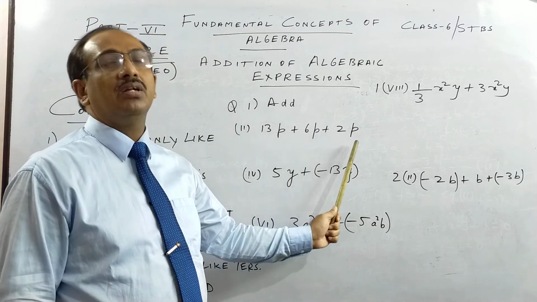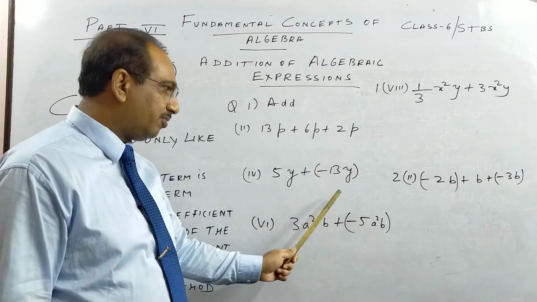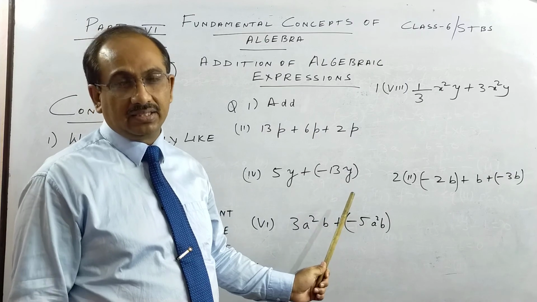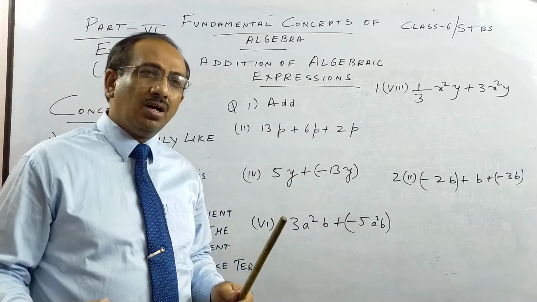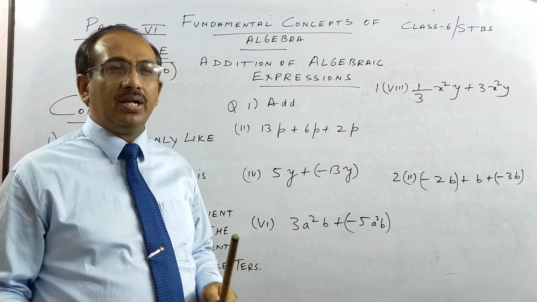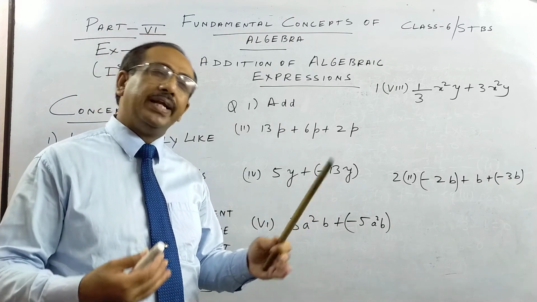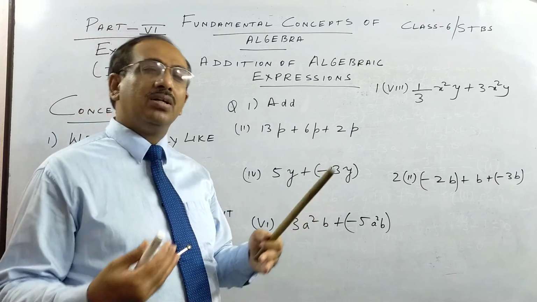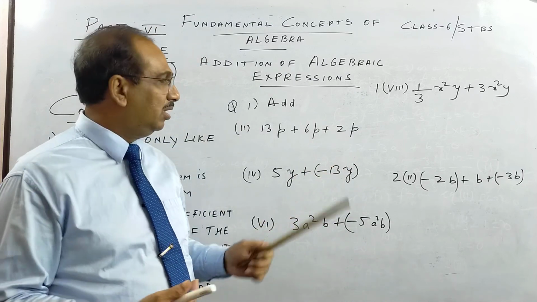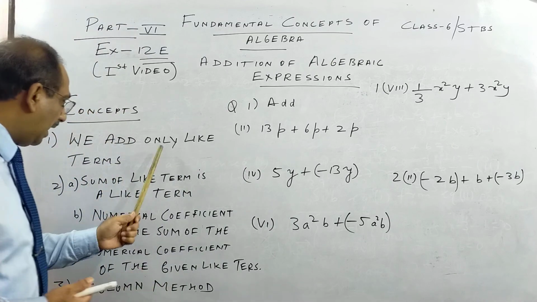So P with P, it will be added. Y with Y. Y you cannot add with X. Pen you cannot add with pencil. Somebody will ask you what is the total when you get 5 pen and 8 pencil. 5 pen and 8 pencil will remain 5 pen and 8 pencil. It will neither become 13 pencil nor 13 pen. So in the same way we add only like terms.